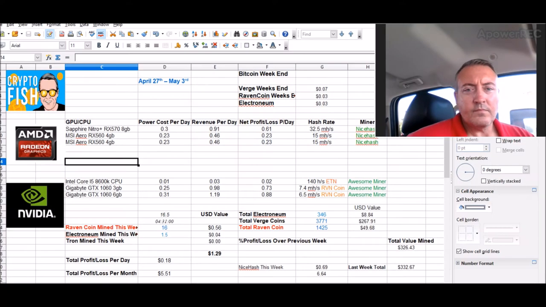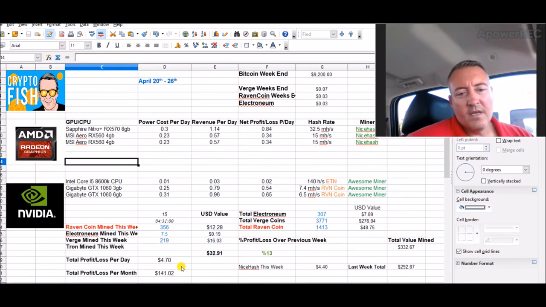So let's jump in and check out what my rigs did last week. Final stats. Gross $32.91. We had a 13% increase over last week. Averaged gross about $4.70 a day, or $141.02 a month. Total value mined as of yesterday was $332 for 10 weeks total, 2.5 months. 1,413 Raven coin, 3,771 Verge and 307 Electronium mined so far in 10 weeks.